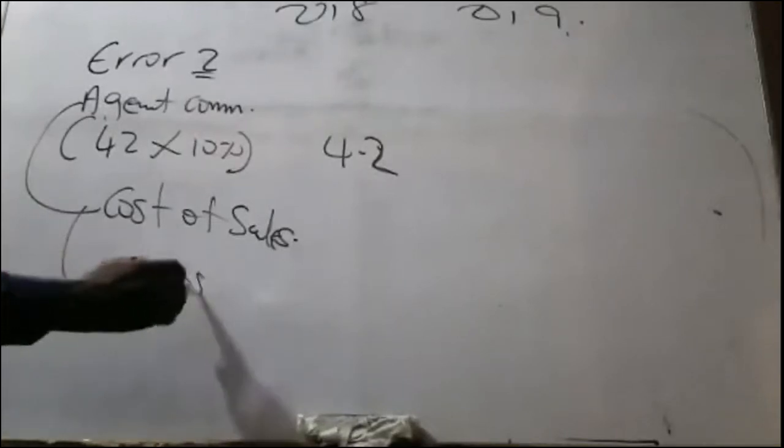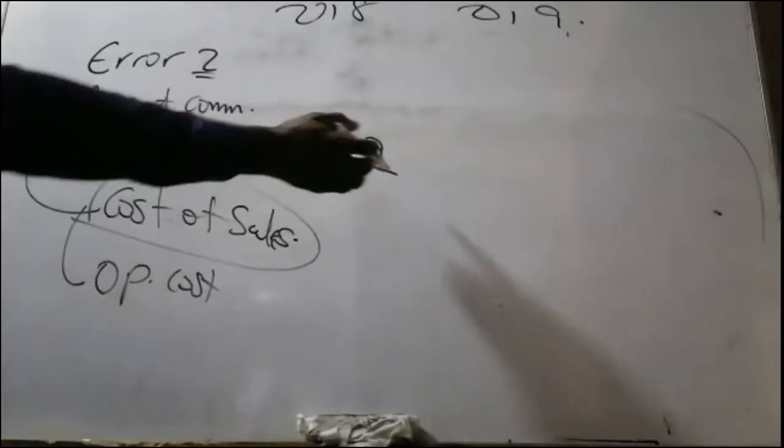Or if you are confused, you can charge to operating cost, but it will relate more to cost of sales than operating cost. That is all, we are done. We are done for this question. So you charge the 2018. So in short, in 2018, we are adding two items, the cost of the goods itself, and then we're adding the agent commission to it.